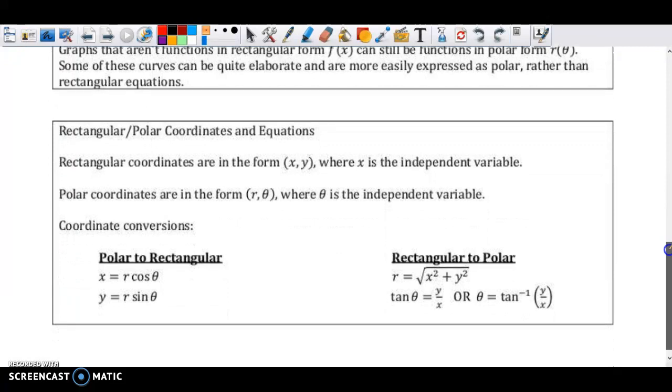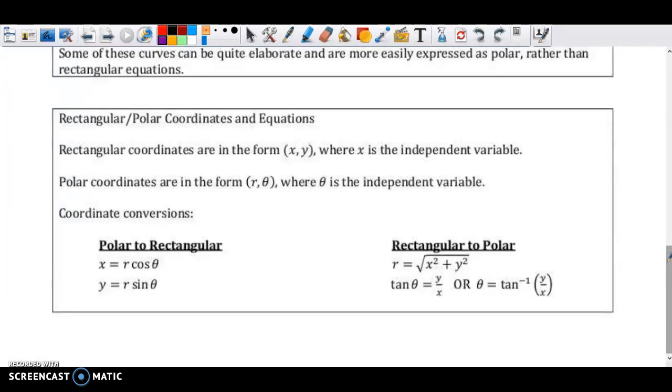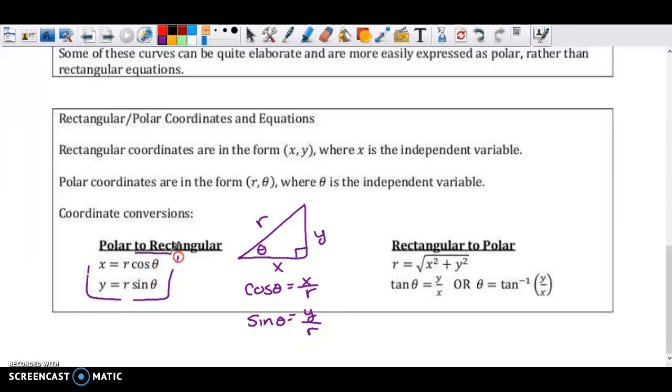Okay, so here are your formulas, and really we already formulated these. When you're looking at your angle theta, and here's your r, your x, and your y, I know that cosine is adjacent over hypotenuse, and I know sine is opposite over hypotenuse. If you just rework that solving for x and y, that's how these come about. So you really don't need to memorize them because they can easily be found. And you could also find tangent, which would be y over x, and that'll come in handy later on.